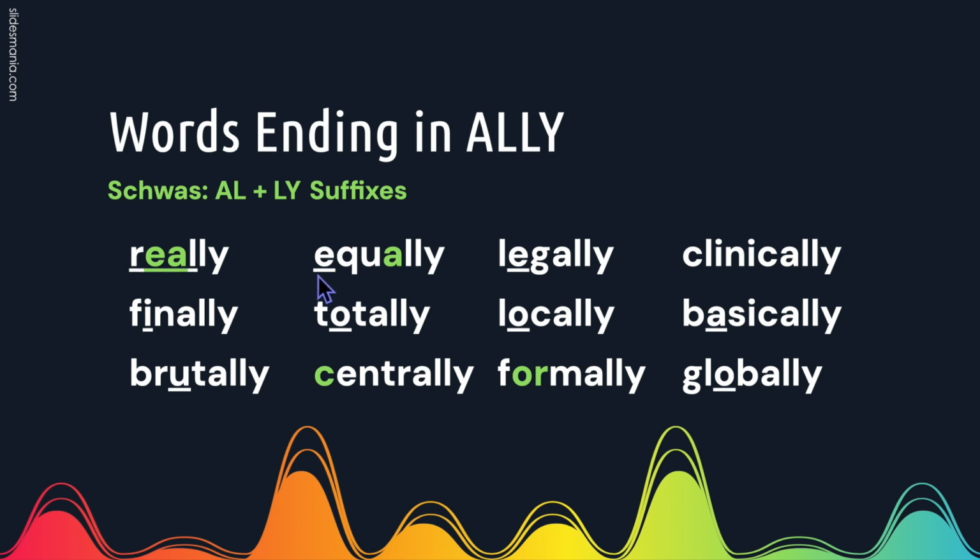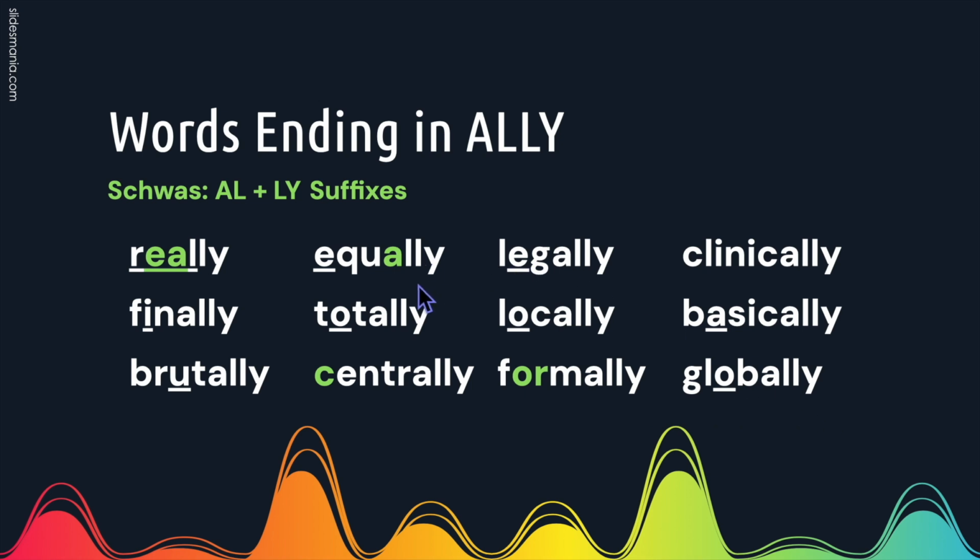In this word, we have the word "equal" and the AL schwas: equally, legally, clinically, finally, totally, locally, basically, brutally. This C will have its soft sound of S: centrally. OR says "or": formally, globally.